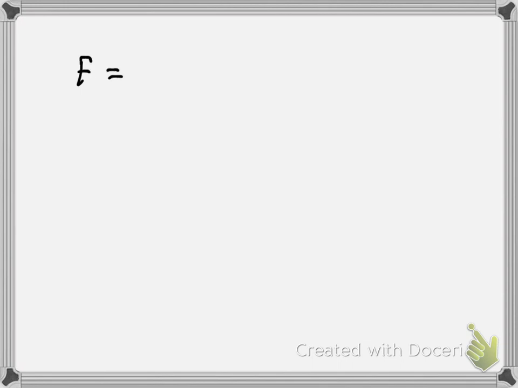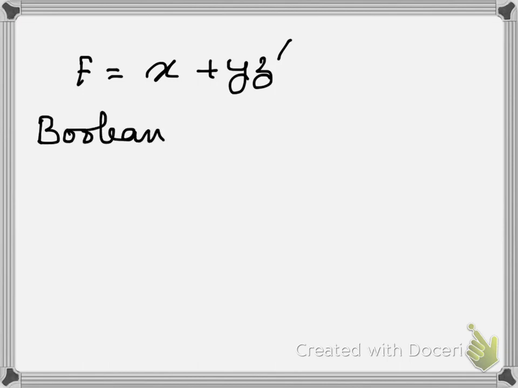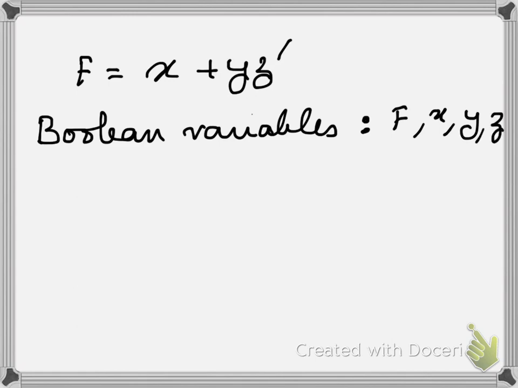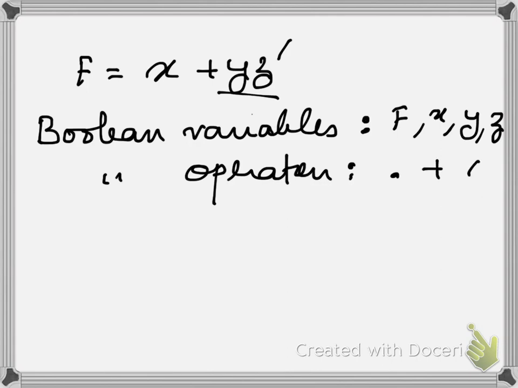Say f is equal to x plus yz dash. So here you have, which are the Boolean variables? The Boolean variables are f, x, y and z. Which are the Boolean operators? That is and, we are using and here, we are using or, and we are also using not.